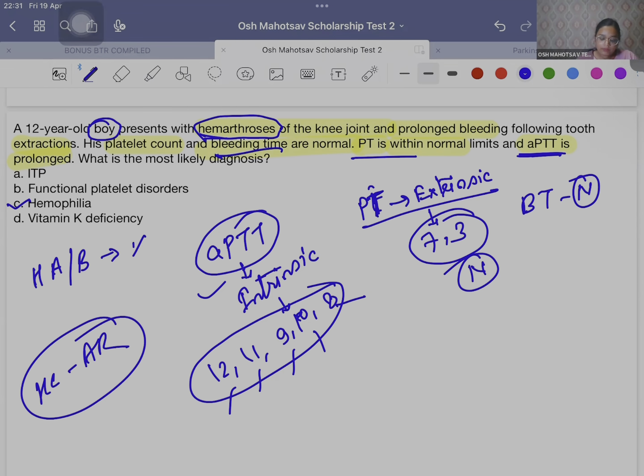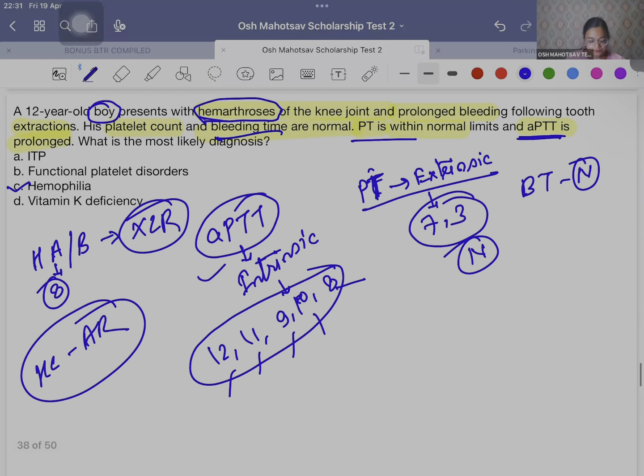Hemophilia A and B are X-linked recessive. Hemophilia A is the factor 8 defect. Okay, so the diagnosis will be hemophilia.